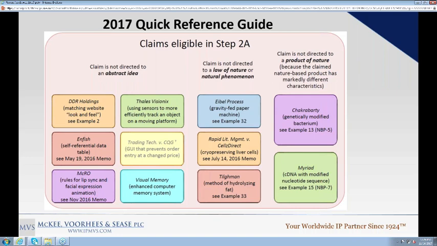And then on the very right, we have the product of nature, kind of looking back, all the way back to Chakrabarty, but then also looking at Myriad, a later case, in some of the examples there.